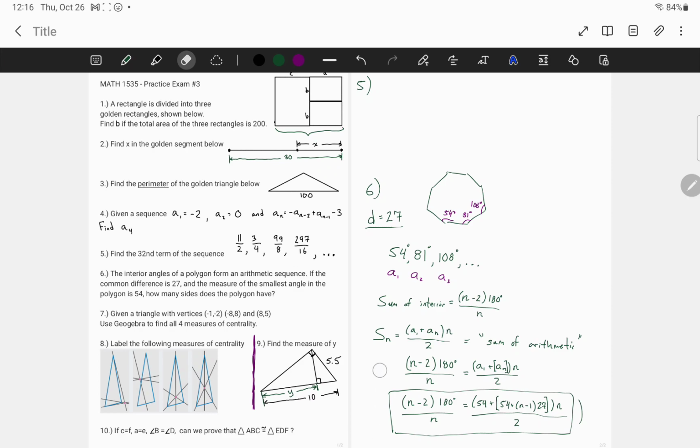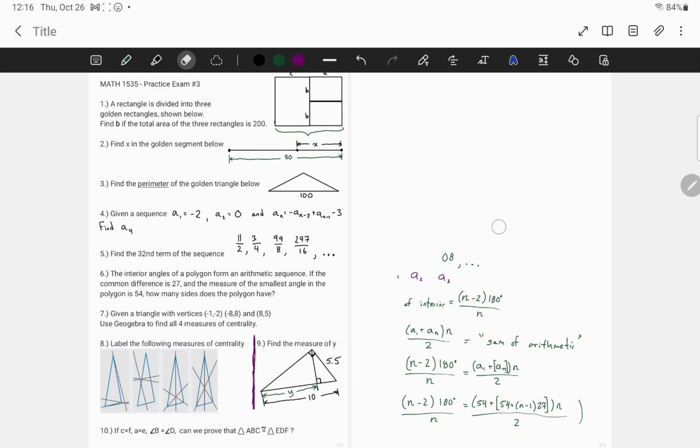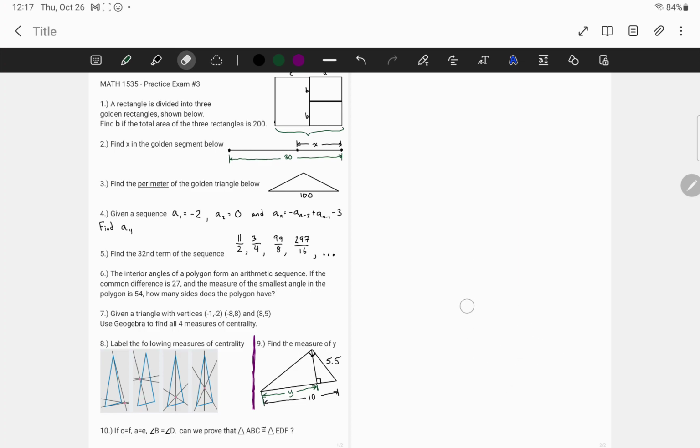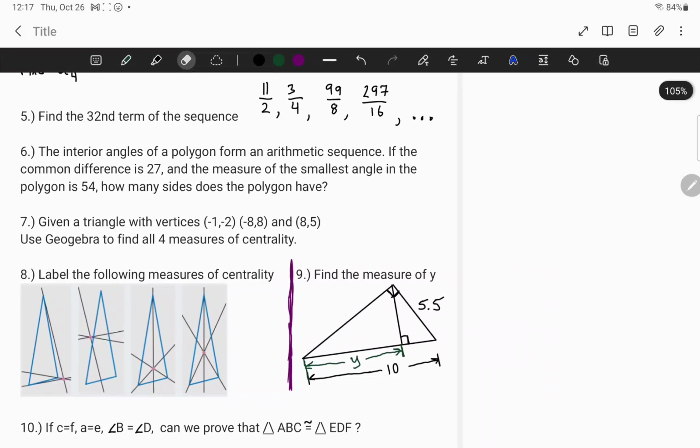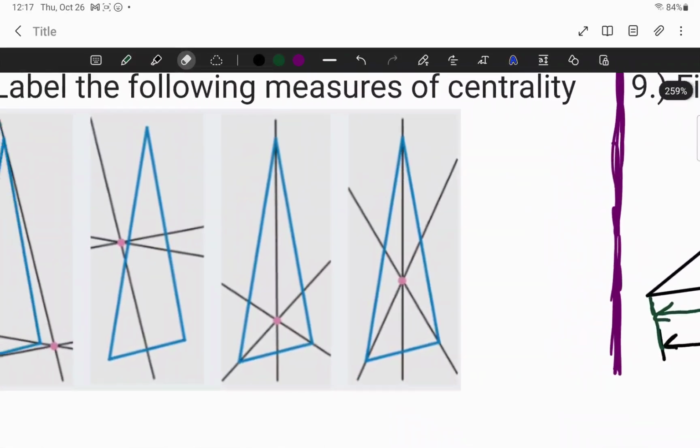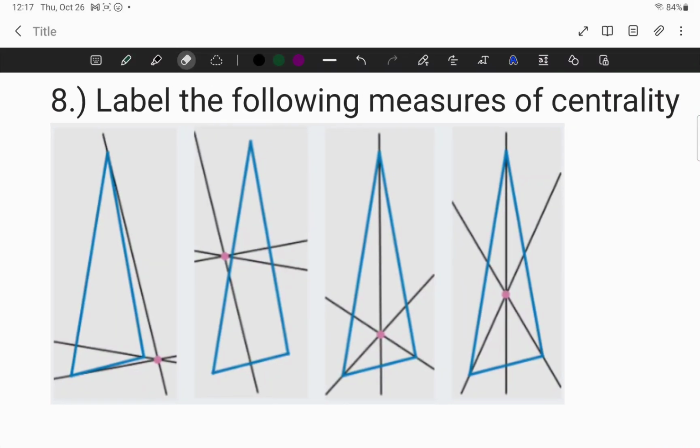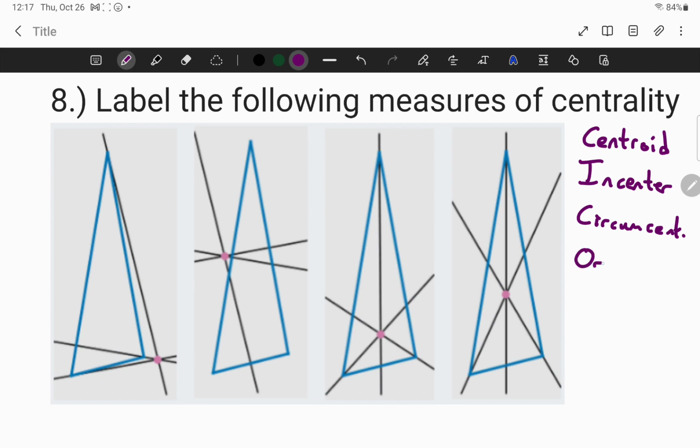Number 7. This is similar to what I went over in the other video, where you find the measures of centrality on GeoGebra. So I'll leave it up to you to watch that other video. If you have any questions still about finding the centroid, incenter, circumcenter, and orthocenter, those 4 are also going to be something that you're looking for here. So I'll just tell you how I would narrow these down. So again, we've got the centroid, incenter, circumcenter, and the orthocenter.